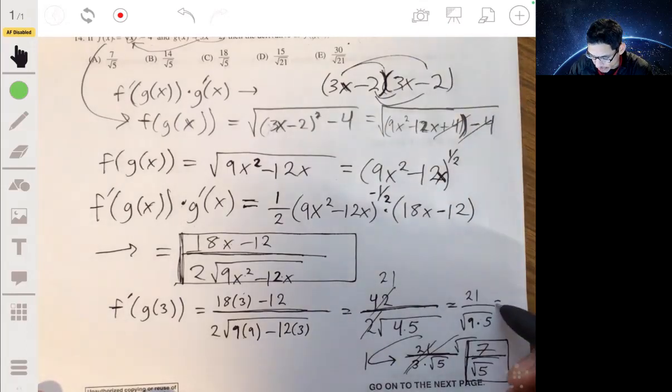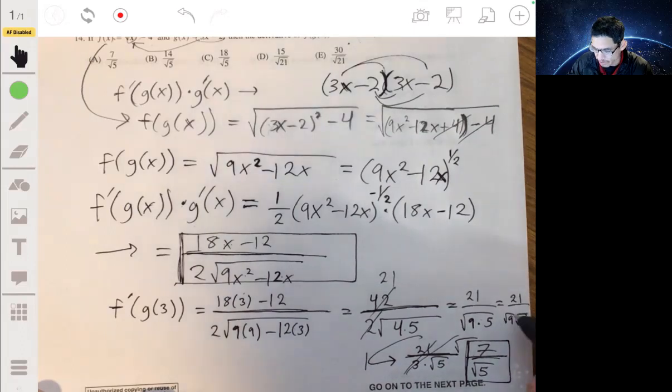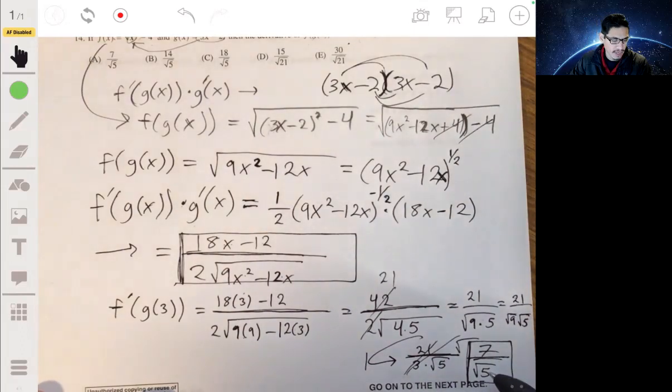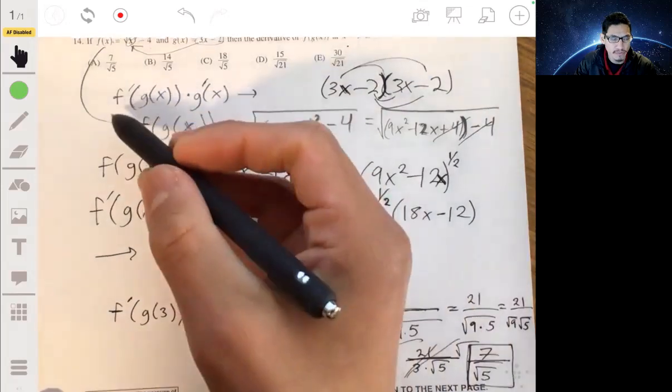And let me break this out over here. 21 over the square root of 9 times the square root of 5. If you're wondering how I got that, 7 over root 5. And so then our answer will be A.